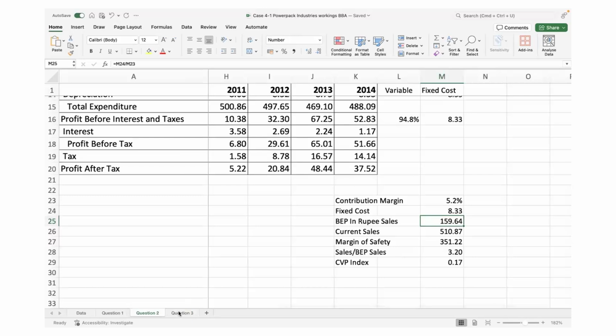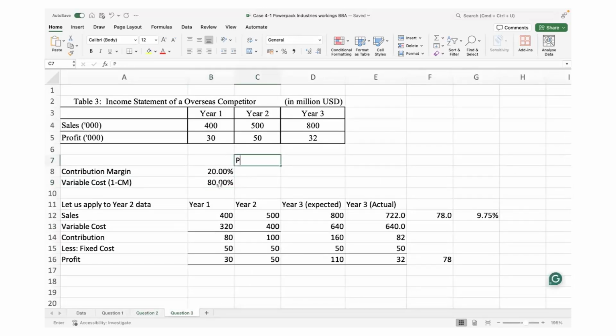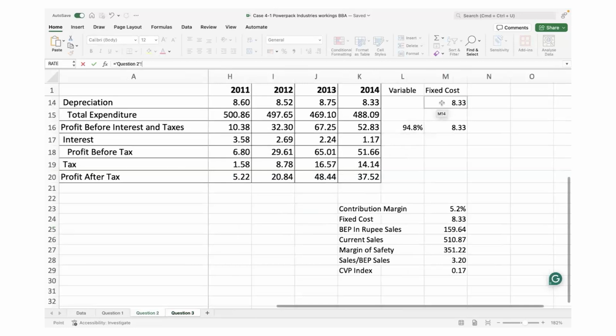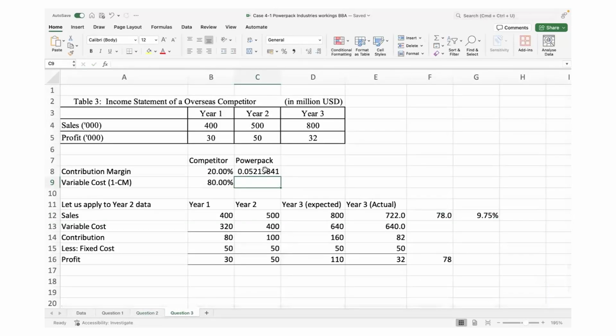So, we have a 5.2% contribution margin for the power pack, whereas the competitor is getting a 20% contribution margin, which means they were able to control the variable cost at a very high level, whereas our company, the power pack, is having a very high variable cost.